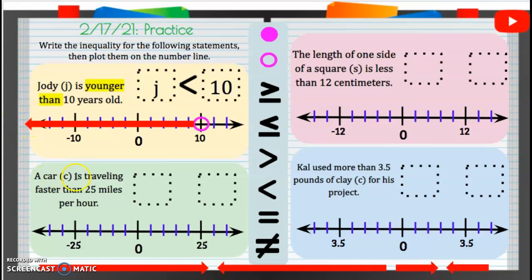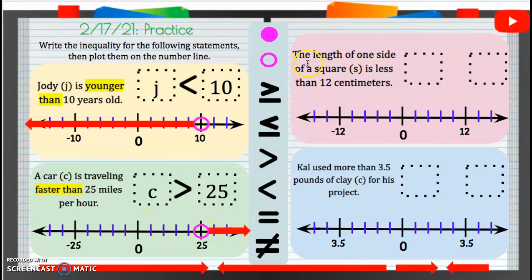All right, a car, C, is traveling faster than 25 miles per hour. So we have C for the car, 25 miles an hour. Now it says it's traveling faster than. So if it's traveling faster than, that is going to mean that C is going to be greater than, bigger than 25. So we're going to have that open circle at 25, and C is going to be any number bigger. So it's going to be any number to the right. See how that arrow is kind of pointing to the right? So we're going to shade anything to the right.